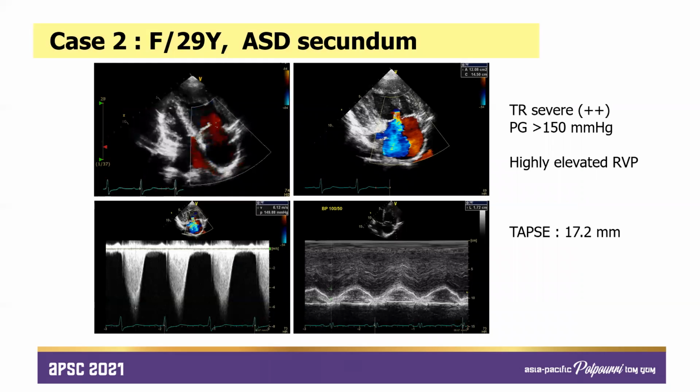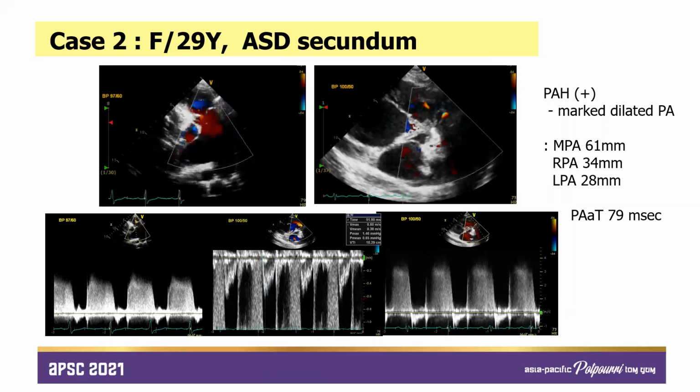The second case is a 29-year-old woman with an ASD with bidirectional shunt. Her TR is very severe with pressure of more than 150 millimeters of mercury, and TAPSE shows within a normal range, but RV function is questionable. There is severe pulmonary hypertension with a markedly dilated pulmonary artery here, and the pulmonary acceleration time is also very short.